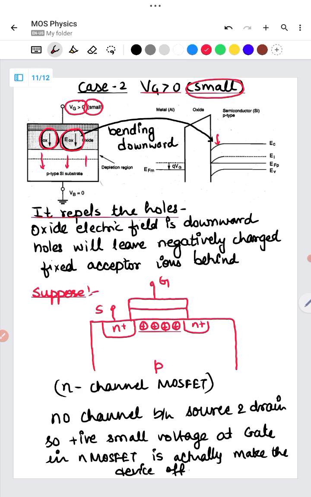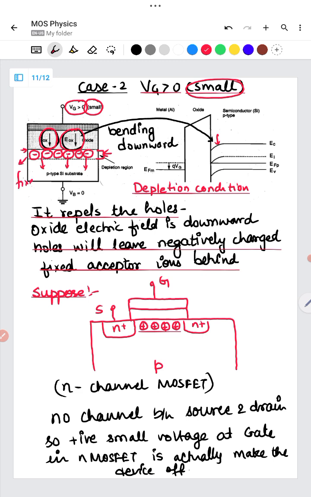It repels holes towards the substrate, and each hole will leave a negatively charged fixed acceptor ion behind. That means you now have negative charges over here. These are the fixed acceptor ions in the p-type substrate. This condition is known as the depletion condition, because under this condition there is no charge carrier below the SiO2 interface. Near the SiO2 interface you don't have any mobile charge carrier. You have charge, but these charges are fixed in nature.